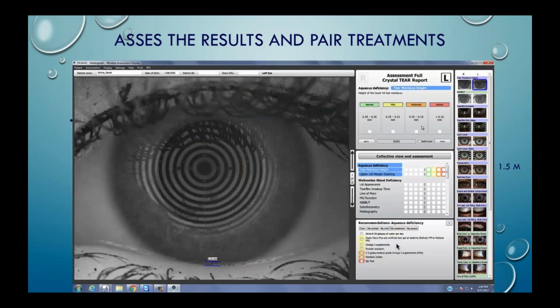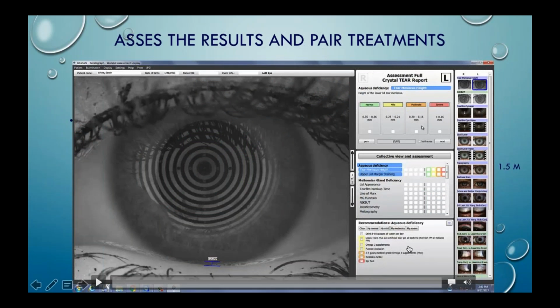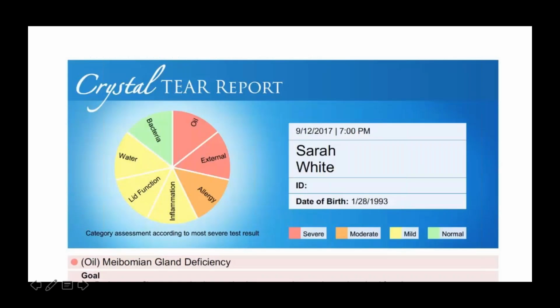At this point, my technician actually assesses the results based on what I've laid out for the patient. And then I have treatments that are already saved into my 5M. And so we'll do the assessment and we'll click on my mild, my moderate, my severe treatments, and then we print out a report for them.